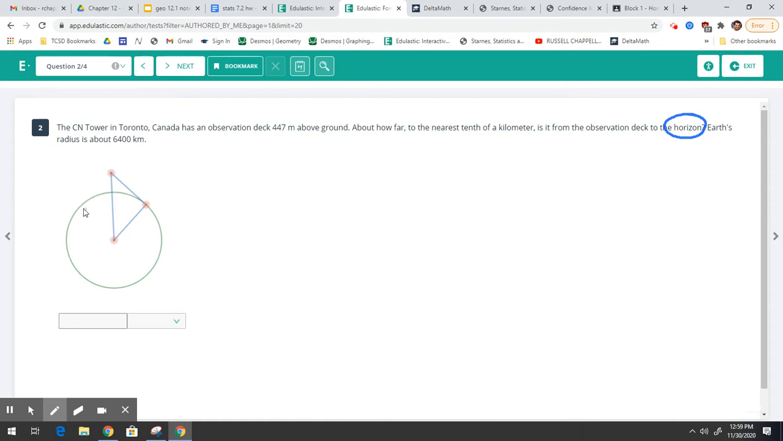Now I've given this picture, right? This is the Earth. The CN Tower is this thing right here. So I am standing at the top of the CN Tower and I'm looking out this way. This represents the horizon. So that segment is the horizon. And the question is, how far can I look out to the horizon?